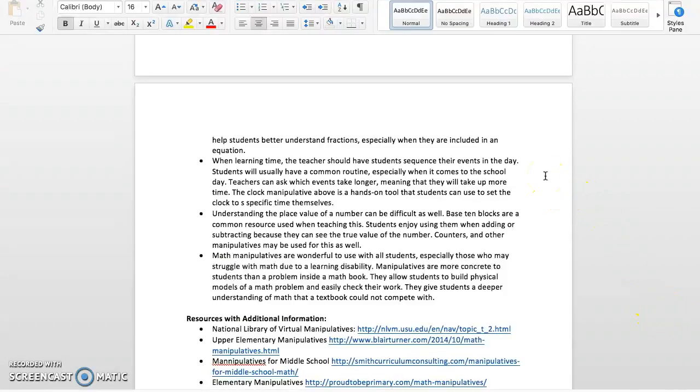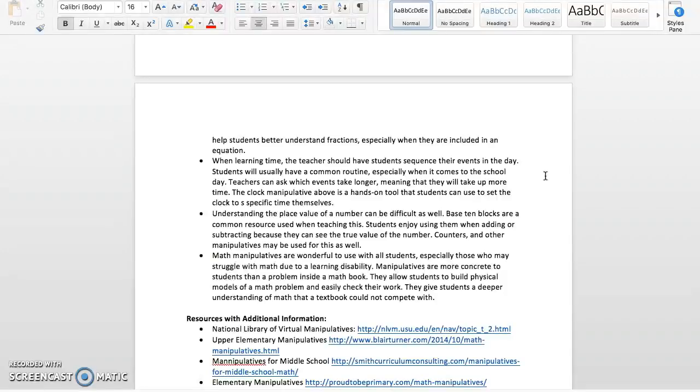Time can also be a difficult topic for students to learn, and we saw the two different manipulatives for time. There was the physical clock and the virtual clock, and just having this in their hands with the numbers so much bigger and the hands on the clock so much bigger, this could help a student understand telling time better.